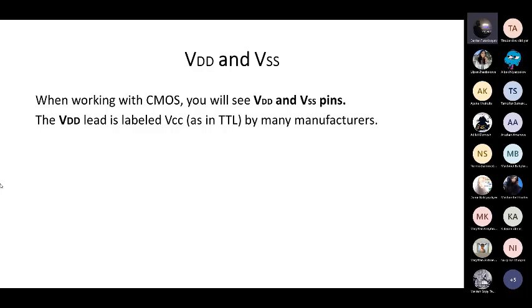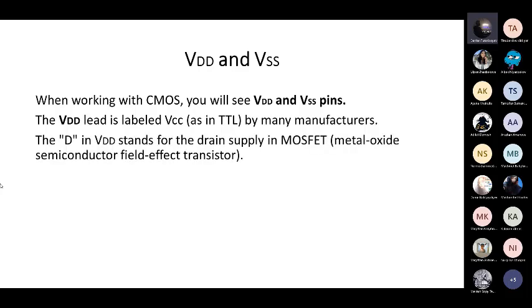In the case of TTL, it will be 5 volts, but in the case of CMOS, it may be 3 volts, it may be 5 volts, it may be 10 volts, it may be 15 volts. So what is the D in VDD? It stands for the drain supply. It comes from the electronics, okay?